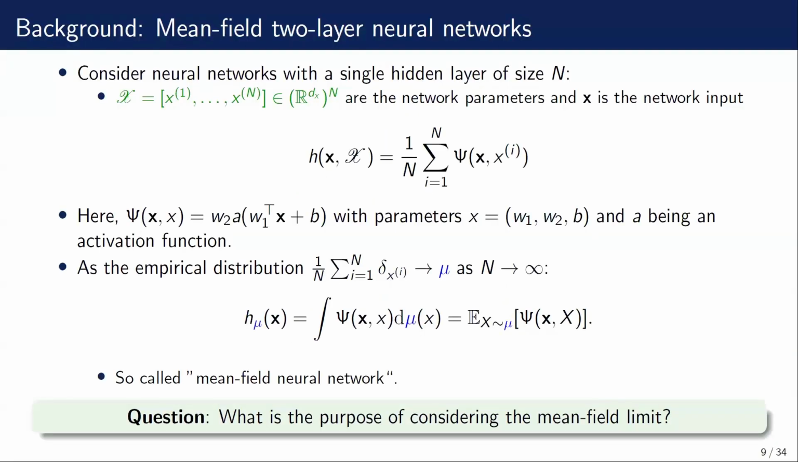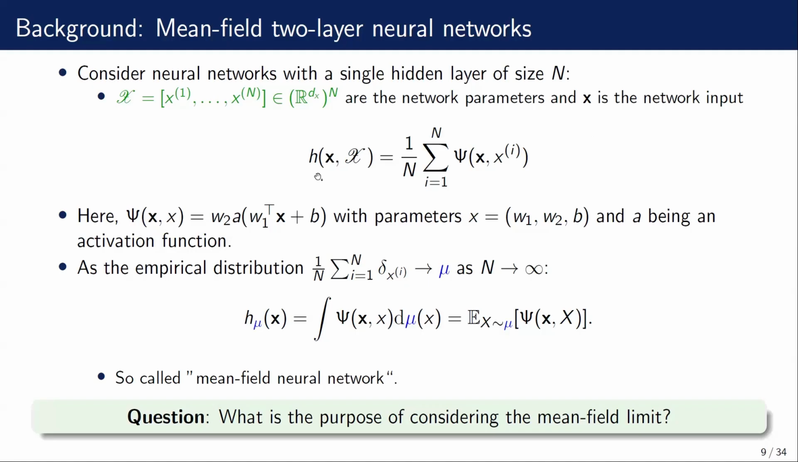Okay, so I'll give a few pages of background on what a mean field neural network is. We consider a two-layer neural network, where the hidden layer of size big N has neurons we call x superscript 1 to x superscript N. We use this big funny X to denote all the parameters in the hidden neurons, in the hidden layer. And the bold-faced x is the network input.